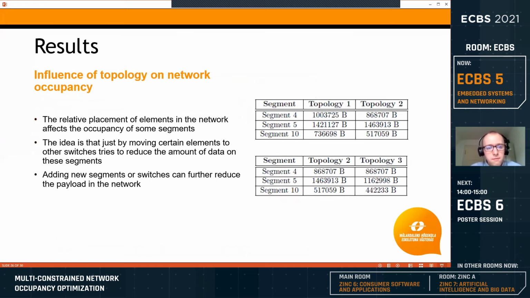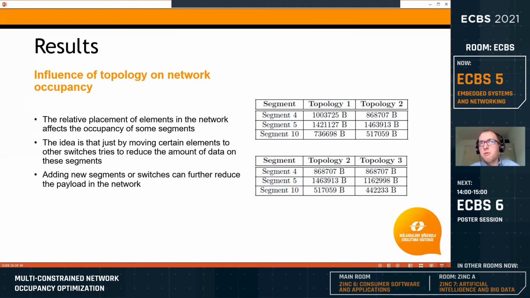Here we show the influence of topology on network occupancy. Moving from topology 1 to topology 2, we can see that we achieved a reduction in segments 4 and 10. Here we show only segments 4, 5, and 10 because those are the most occupied, and it was the primary goal to minimize the occupancy of those segments. So we can see the reduction in segments 4 and 10, but we can also see that the occupancy of segment 5 is higher than in topology 2.